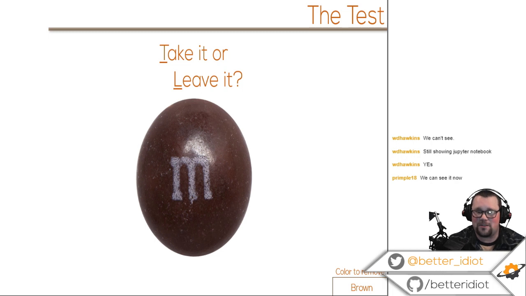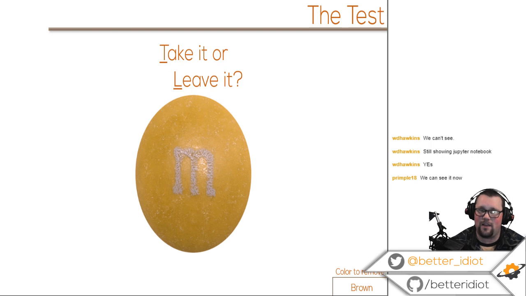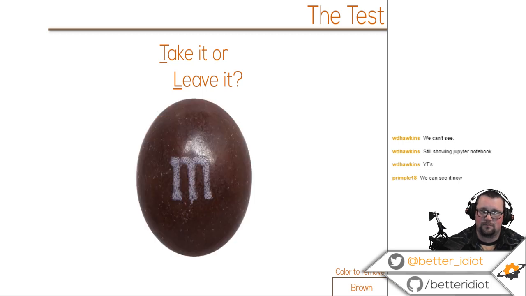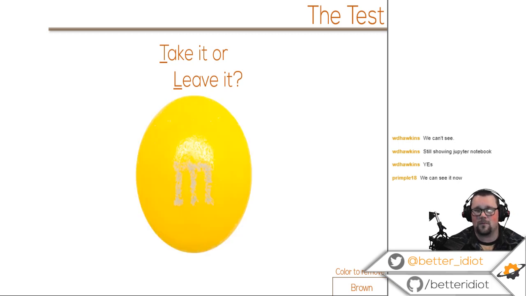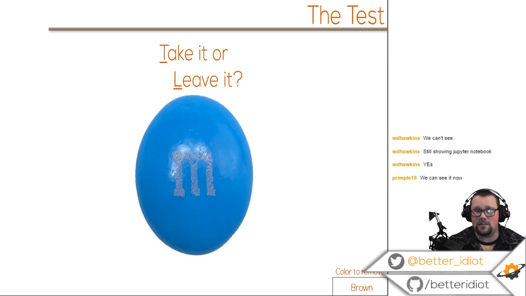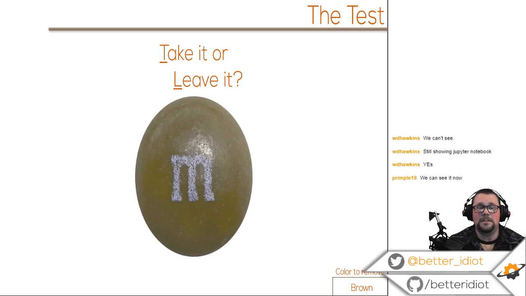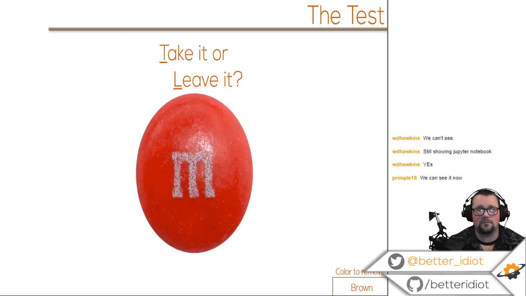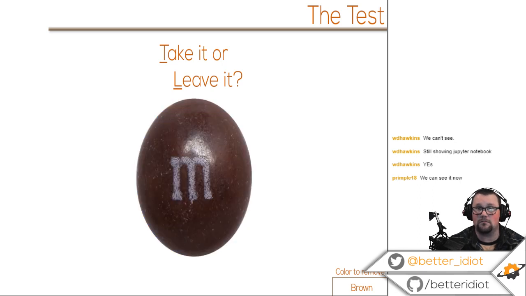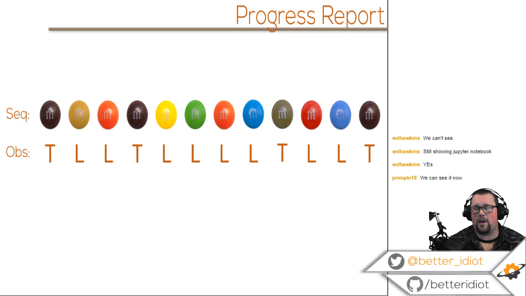Do we take this or leave this? We're removing browns, so I would take it. The next guy in line walks up to here. Does this look like a brown? No, I'm going to leave it. I'm going to leave it. I'm going to take it. Leave it. Leave it. Leave it. Leave it. That looks brown. Take it. Leave it. Leave it. Take it. Okay, so now we're back up to where we were before.